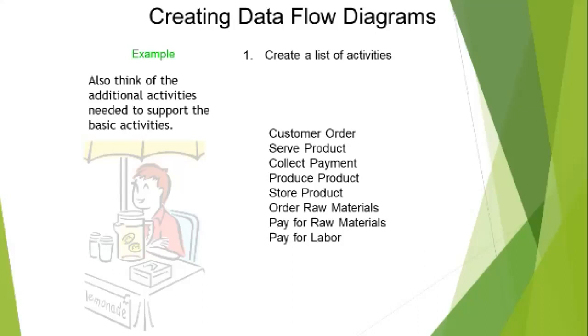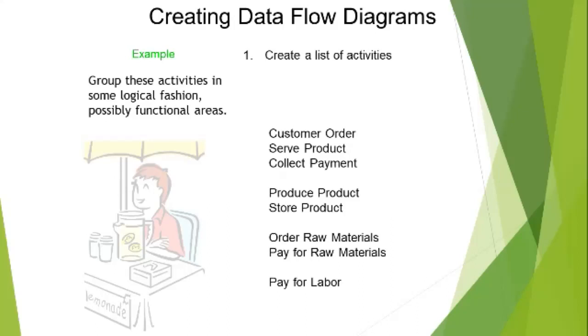In the list of activities we have customer order, serve product, collect payment, produce product, store product, order raw material, pay for raw material, and pay for labor. In the example, also think of the additional activities needed to support the basic activities.